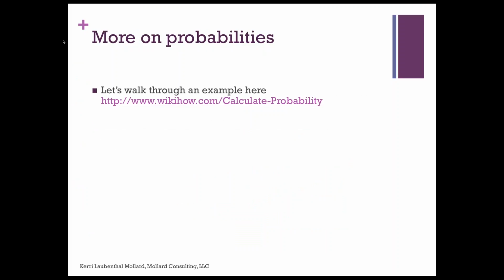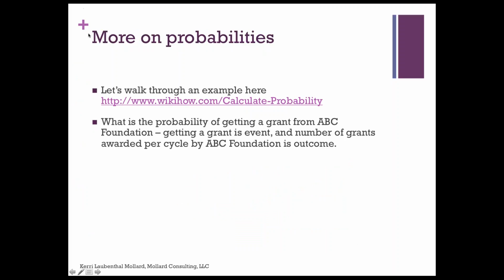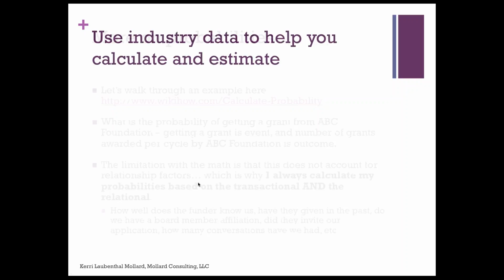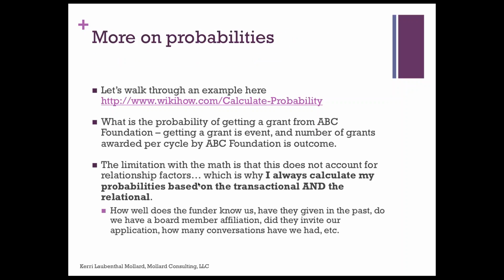The other part on probability that I want to share. So here's the link to that article I just showed you, that little WikiHow. The probability of getting a grant from the ABC Foundation. Getting a grant is the event. The number of grants that they award per grant cycle is the outcome. So you are applying for 1 grant. They give out 20 grants per cycle. You have a 1 out of 20 chance of getting that, right?